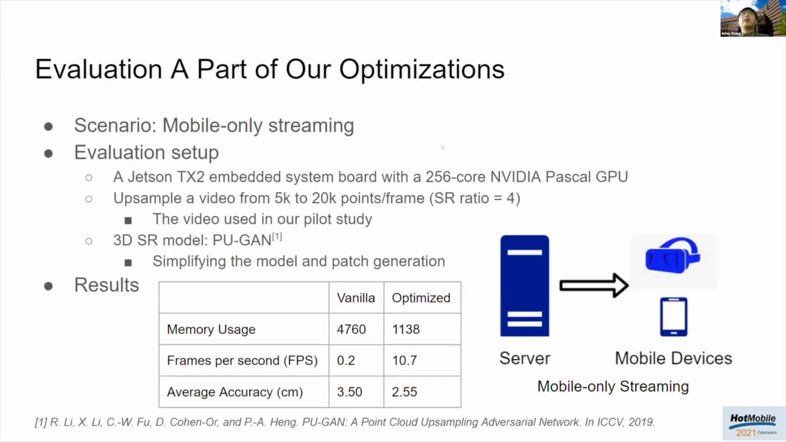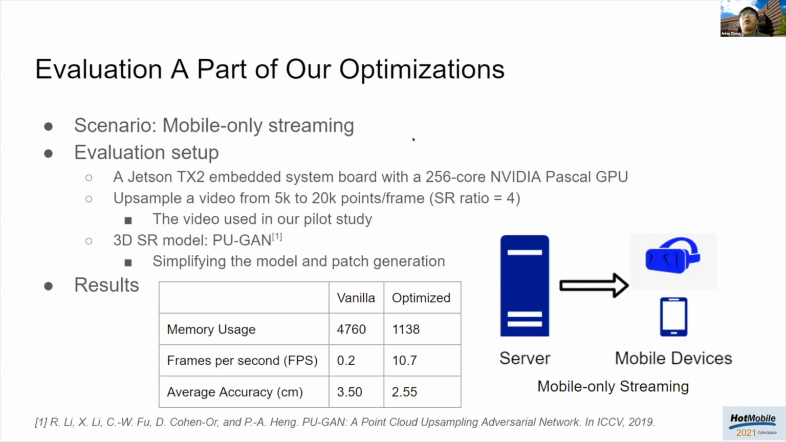We have implemented a part of our optimizations and conducted evaluation of them. In our evaluation, we consider the mobile-only streaming scenario. For our evaluation setup, we use a Jetson TX2 embedded system board. And we use the volumetric video we mentioned in our pilot study and upsample the entire video from 5,000 points per frame to 20,000 points per frame. So the SR ratio is set to 4. We choose a state-of-the-art 3D SR model called PUGAN and simplify its model and patch generation.